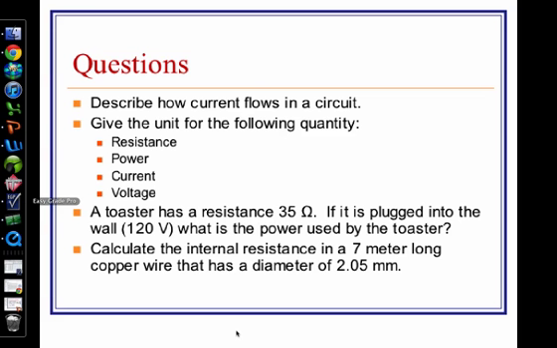And then two problems. One, a toaster has a resistance of 35 ohms. If it is plugged into a wall, 120 volts or thereabouts, maybe 115, but we'll use 120, what is the power used by the toaster? This is going to take two steps. You're going to need to use Ohm's law and the power formula. Second, calculate the internal resistance of a 7-meter long copper wire that has a diameter of 2.05 millimeters. That's millimeters.